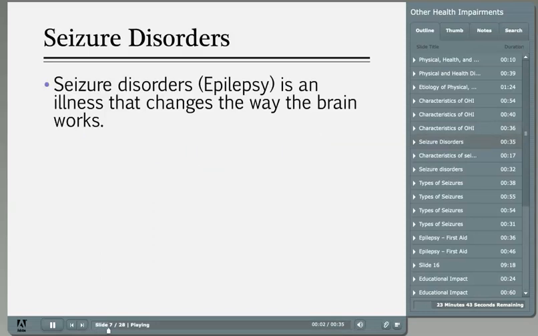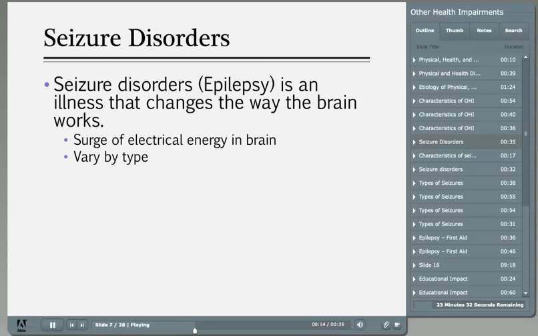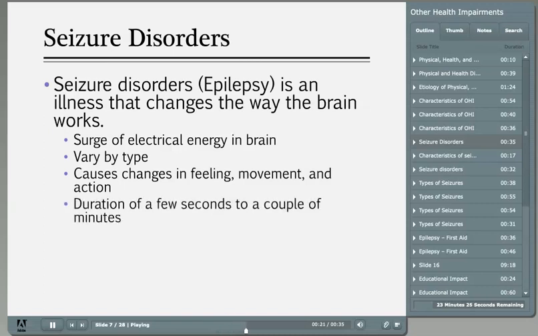As we said earlier, a seizure disorder is an illness that changes the way the brain works while in the seizure state. Seizures occur when a surge of electrical energy occurs in the brain. Seizures vary by type and can cause changes in the way a child feels, moves, and acts. The duration of a seizure can last from a few seconds to a couple of minutes, with a return to normal state shortly after the seizure ends. It is important to note that epilepsy is an illness characterized by recurrent seizures and not a single one-time event.